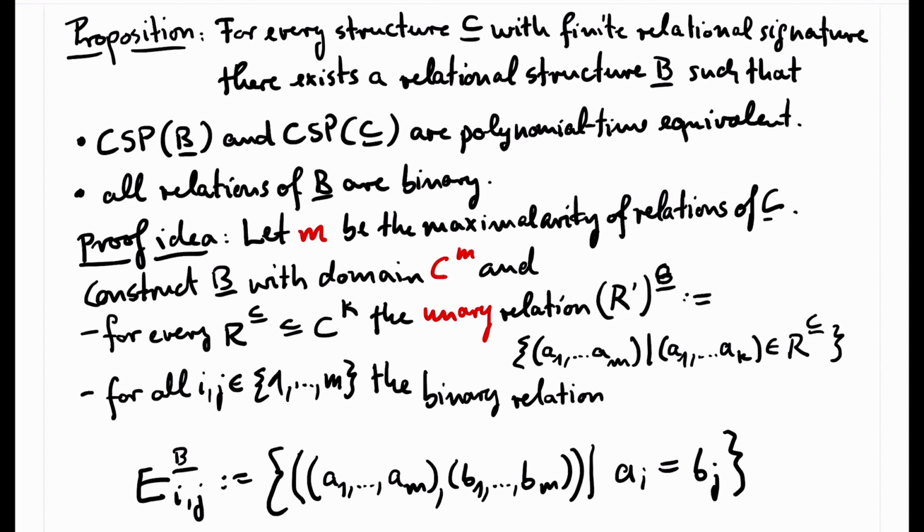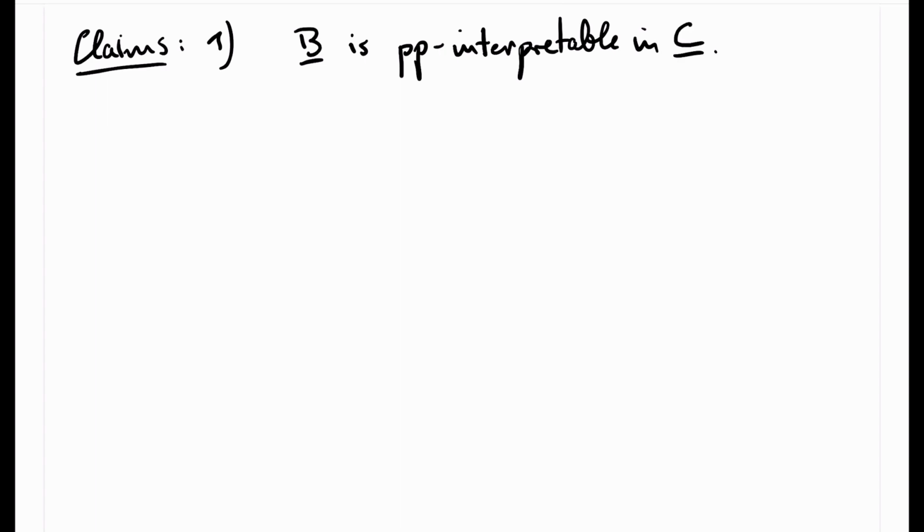Note that if i equals j, we obtain an equivalence relation which states that two m-tuples have the same ith entry. We claim that the structure B that we have just defined on the domain C to the m is primitively positively interpretable in C. This is actually quite clear from the definition. The interpretation has dimension m, the coordinate map is the identity, and all the definitions of the relations of B that we gave were already primitive positive.